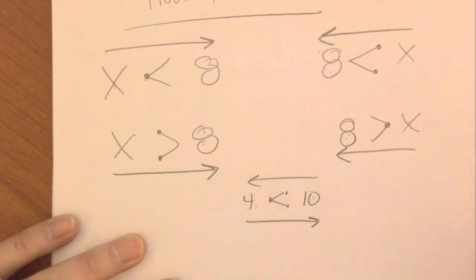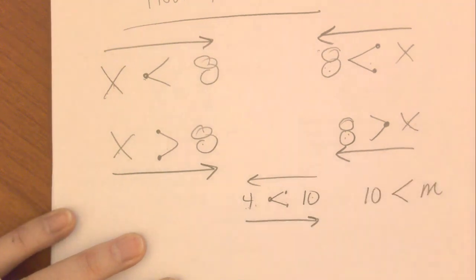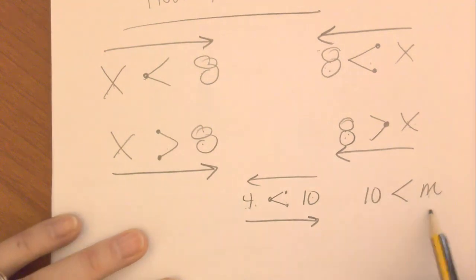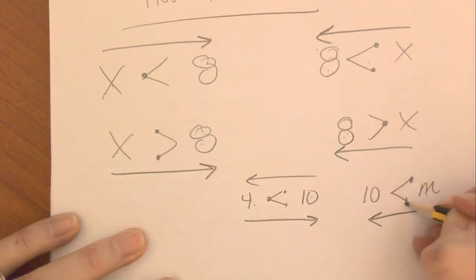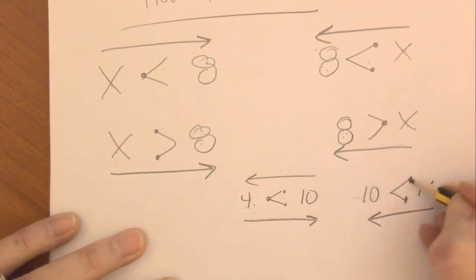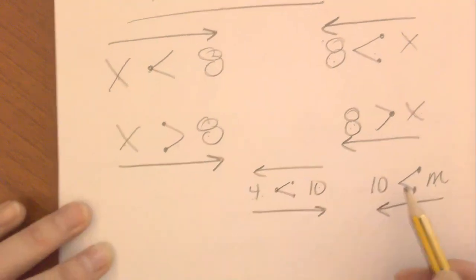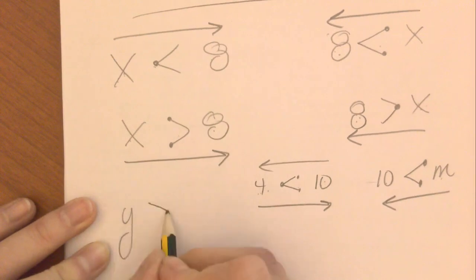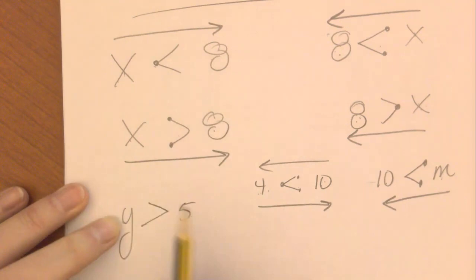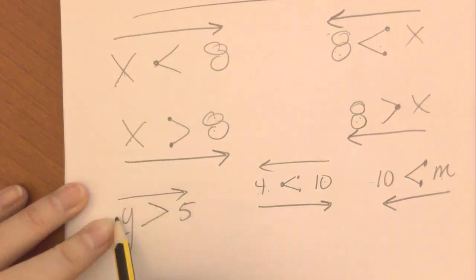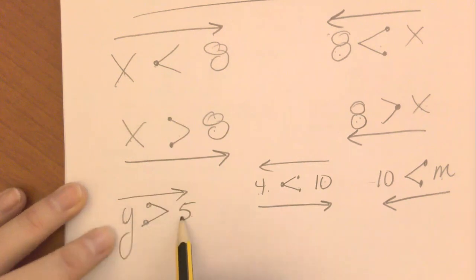Let's do another letter. Say the letter M and 10. I like to read it from the letter, the variable, to the number. You don't have to, but in math we often do that. So I'm reading it this way, so I touch the big side of the sign first, so I go M is bigger than 10. Let's do another letter, like Y. I like to read it from the letter to the number. So if I read it this way, I touch the big side first, so Y is bigger than 5.